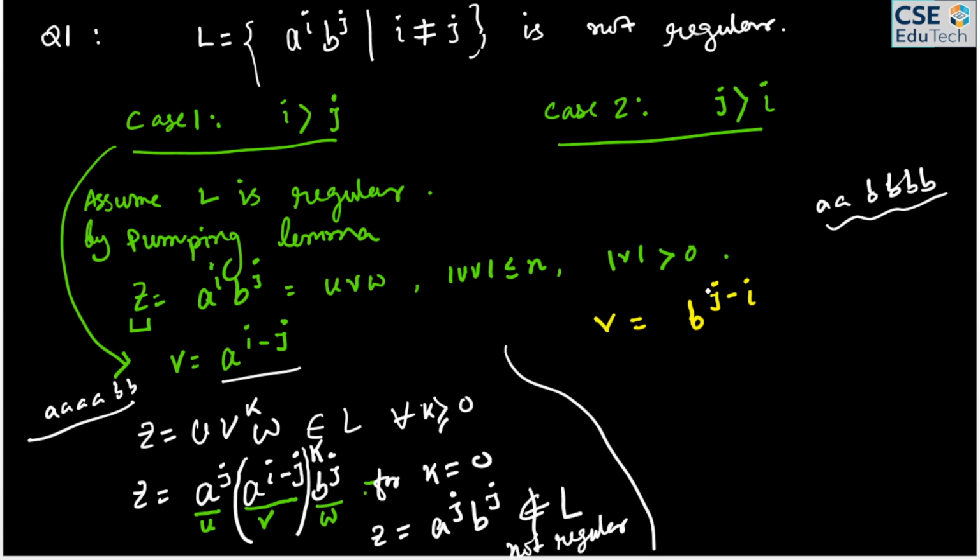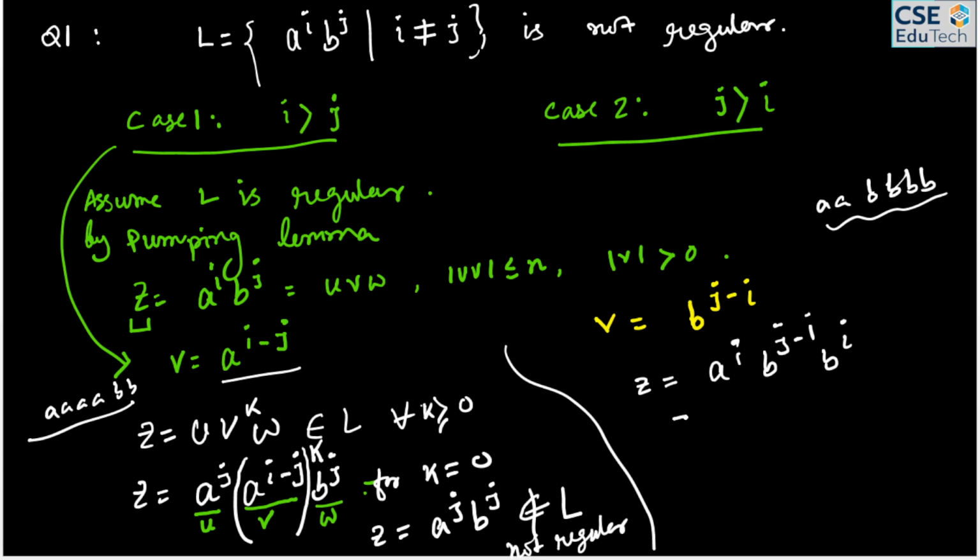Now what happened for case 2? Same pattern. We can write Z equal to U V W, where U is A to the power I, V is B to the power J minus I, and W is B to the power I. Sorry, W is B to the power I.